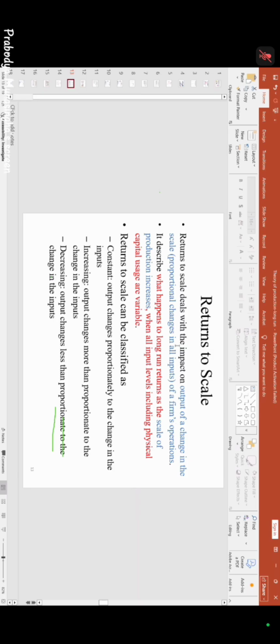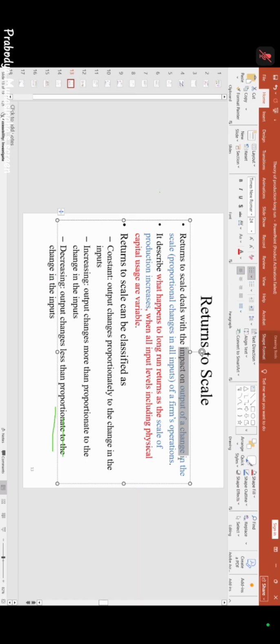Returns to scale, what it tells us is that it deals with the impact on output of a change in the scale. The change in output, given a proportional change in the inputs, or else there's no proportional change in the inputs. Okay? It basically looks at how much impact a change in the scale of a firm's operation has on your output.